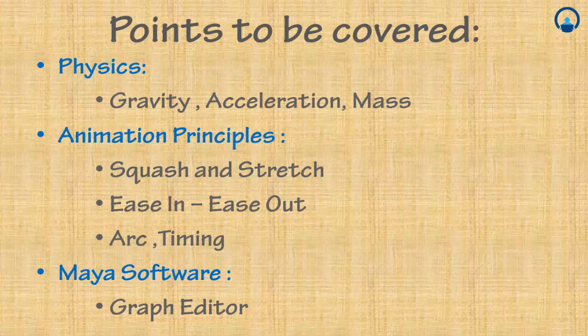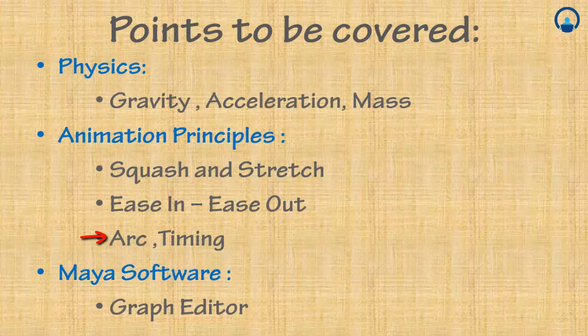Basically, for every movement, every motion, there is a physics. Behind every motion, there is a physics. Then comes the gravity, acceleration, and the mass. Gravity shows the motions and the speeds. Acceleration is how the object moves and how it goes slow. And mass depends on the weight of that object, and with the weight of the object, how it moves.